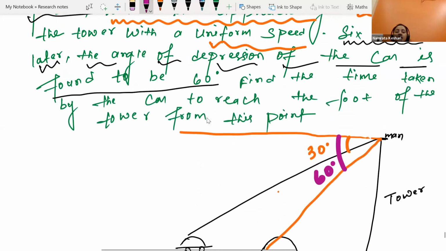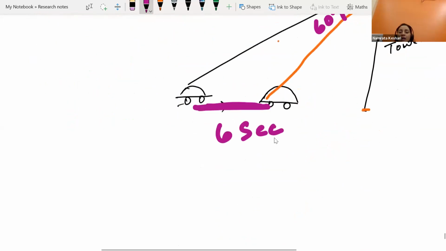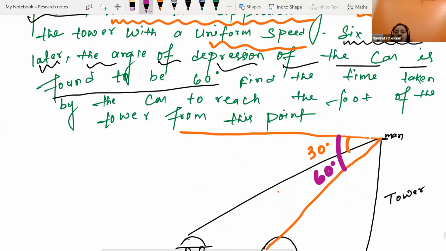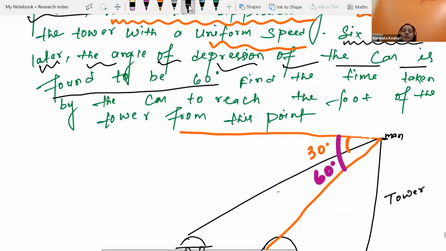Find the time taken by the car to reach the foot of the tower. We have to find the time taken by the car to cover this distance. Here, if you focus, one terminology is mentioned: the car is moving with uniform speed. That means throughout this distance, from the very beginning till the last, the speed of the car is the same.